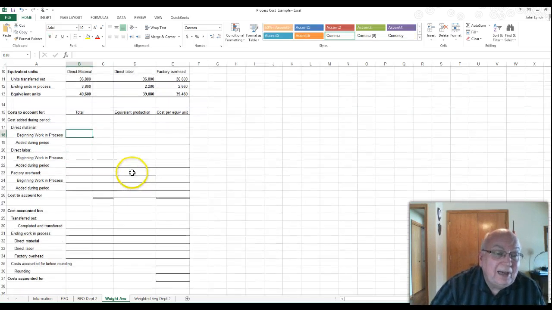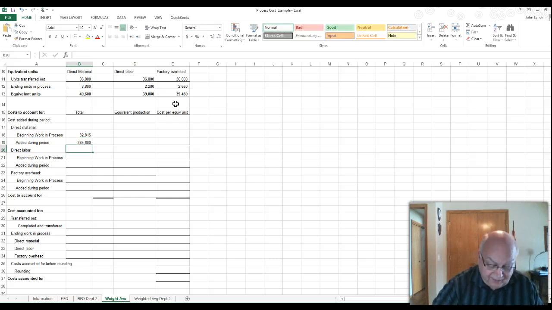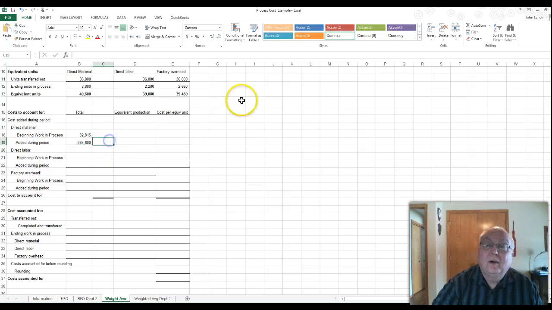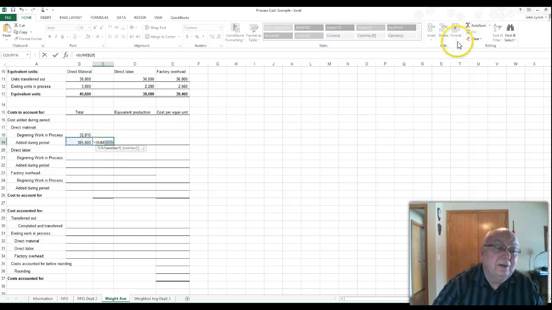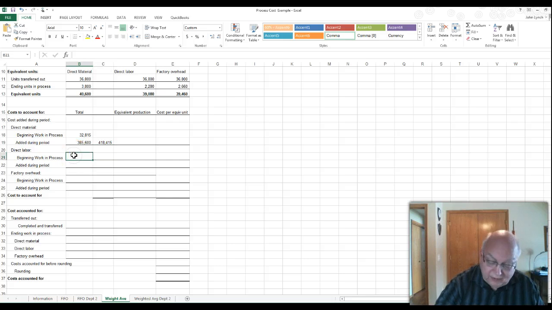Okay, now since this is a weighted average, you have to take the individual amounts, which is my beginning work in process for material was 32,815, and we add what we added this term, which is 385,600, which we add those together, gives me 418,415.